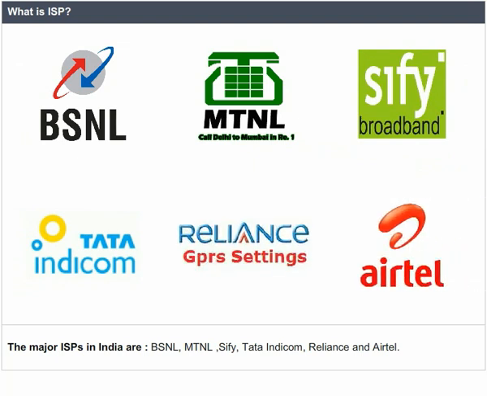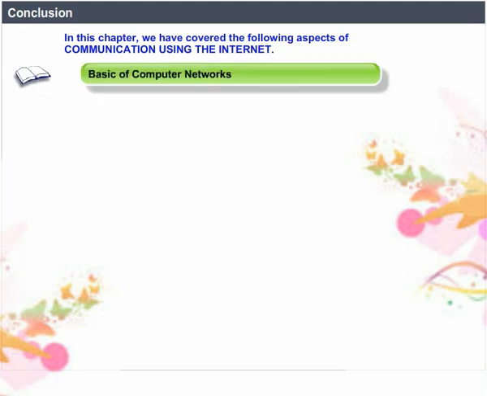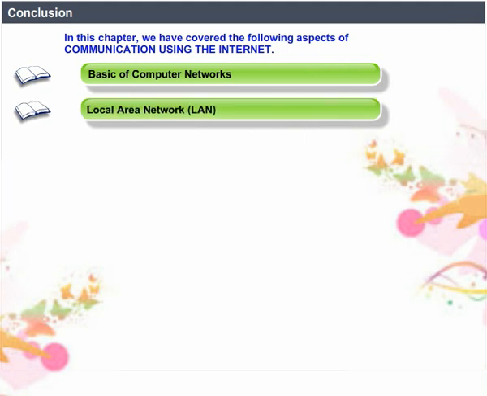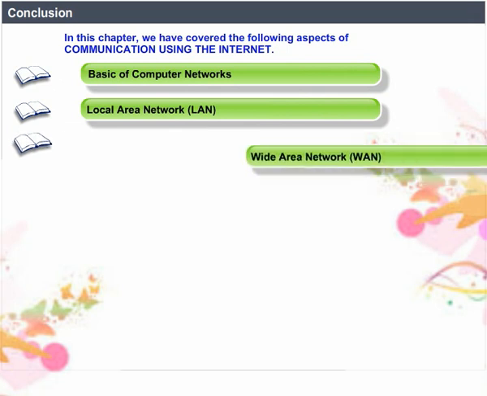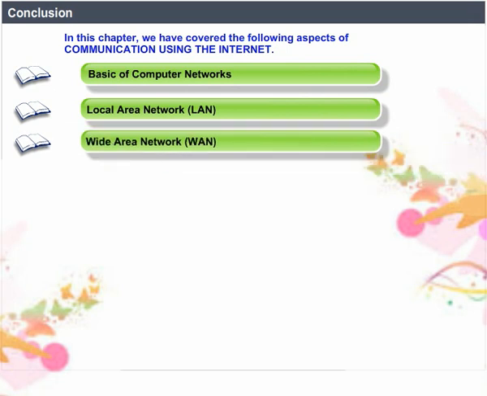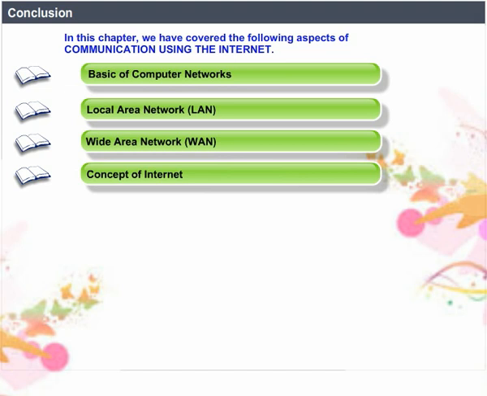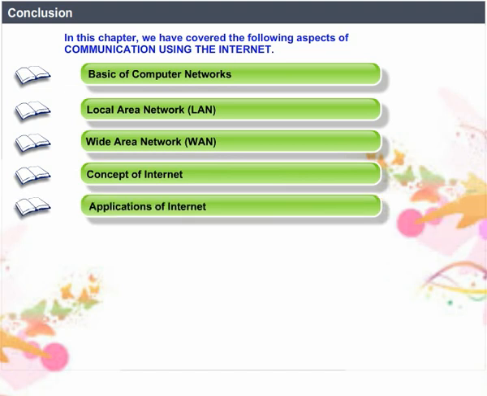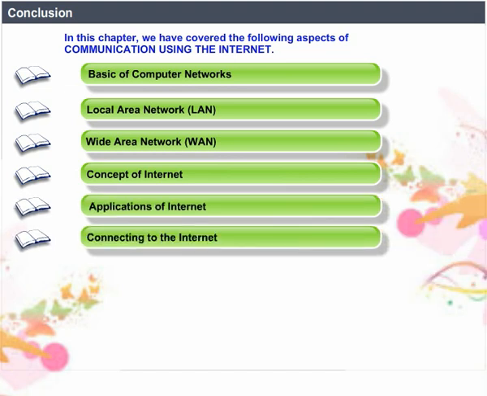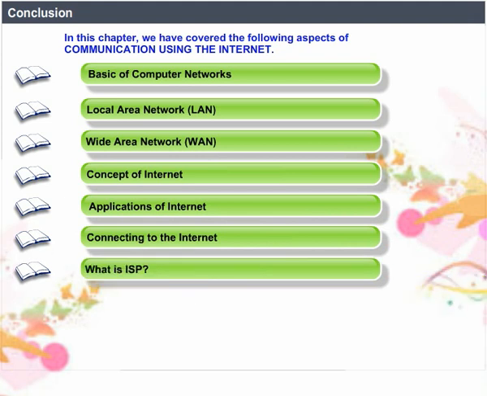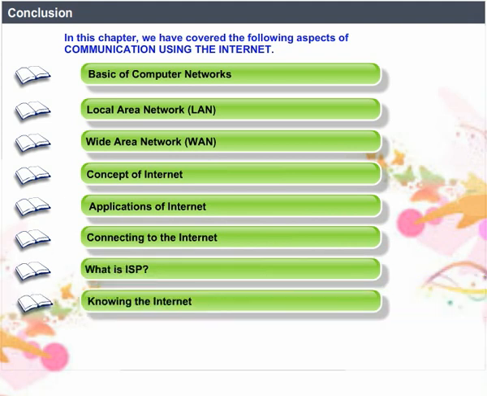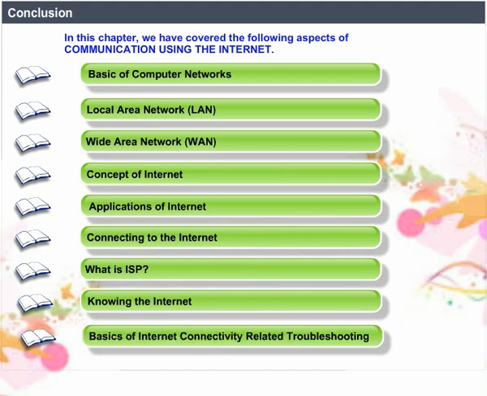Conclusion. In this chapter, we have covered the following aspects of communication using the Internet. Basics of computer networks. Local area network, LAN. Wide area network, WAN. Concept of Internet. Applications of Internet. Connecting to the Internet. What is ISP? Knowing the Internet. Basics of Internet connectivity related troubleshooting.